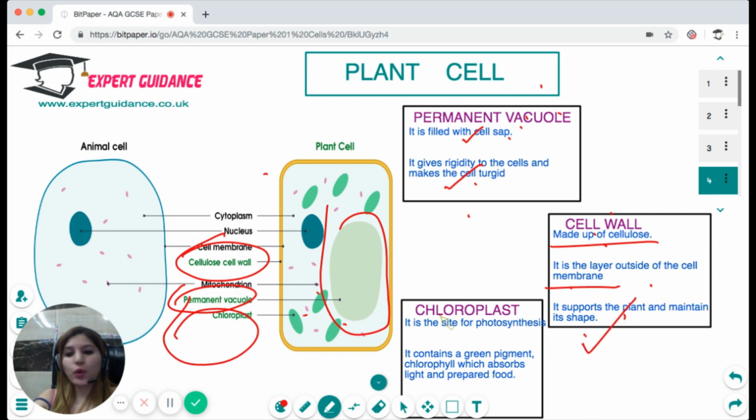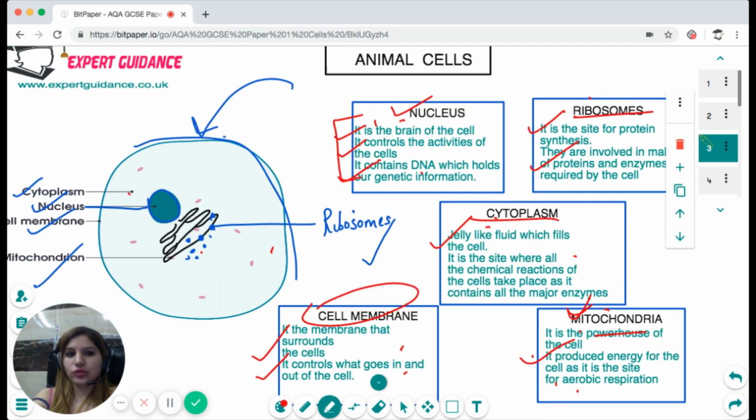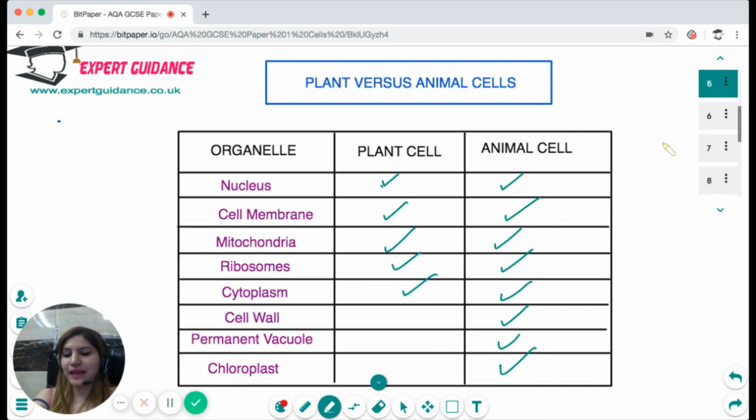The chloroplast is the site of photosynthesis because it contains a green pigment called chlorophyll, which absorbs sunlight and converts the light energy into chemical energy, making food. Okay, so you should know the difference between an animal cell and a plant cell. So this is a table that summarizes the differences and similarities. In the exam, they can ask you to give two similarities or two differences. So you should know both similarities and differences in both of these cells.